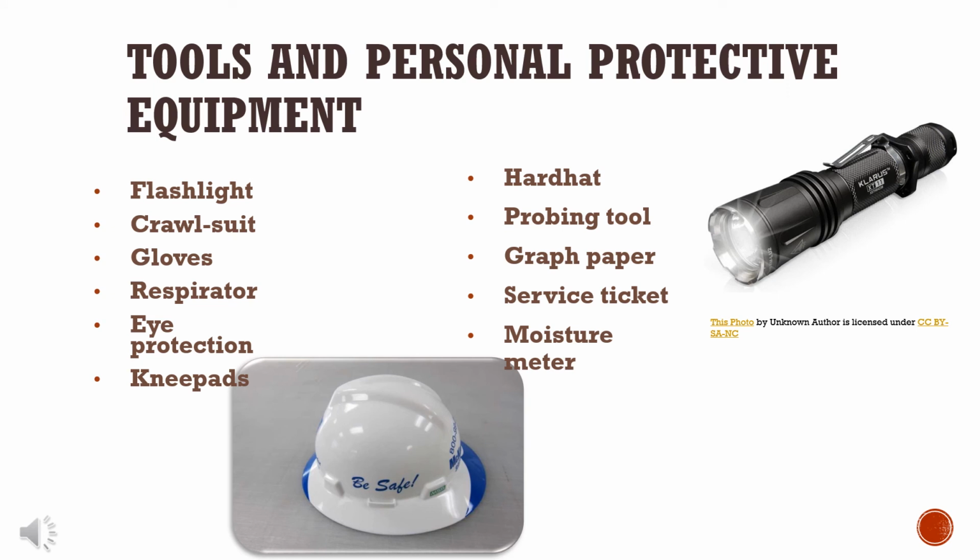So what tools and personal protective equipment will you need for your inspection? Be sure to have your flashlight, your crawl suit, gloves, a respirator, eye protection, knee pads, a hard hat to protect your head, a probing tool, such as a screwdriver, graph paper for notation, your service ticket, and a moisture meter.